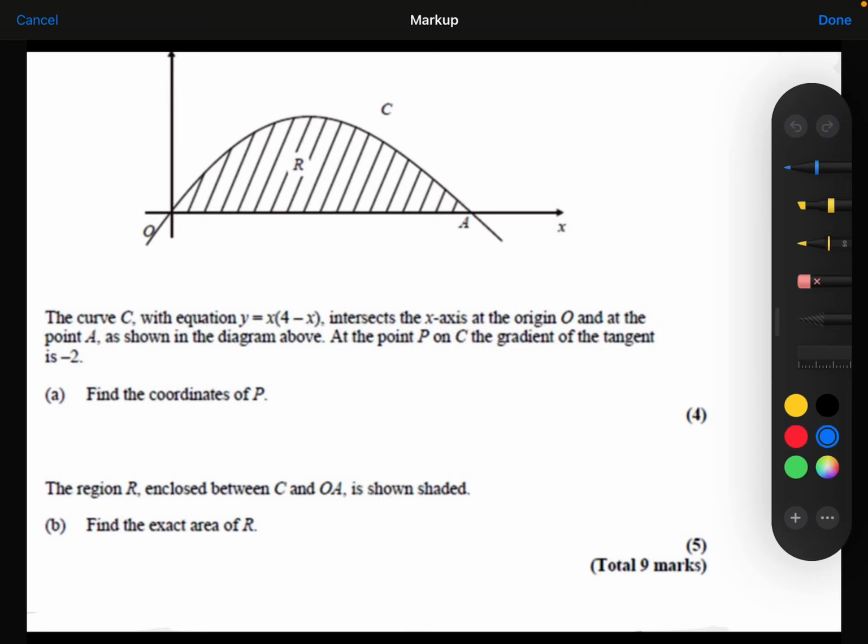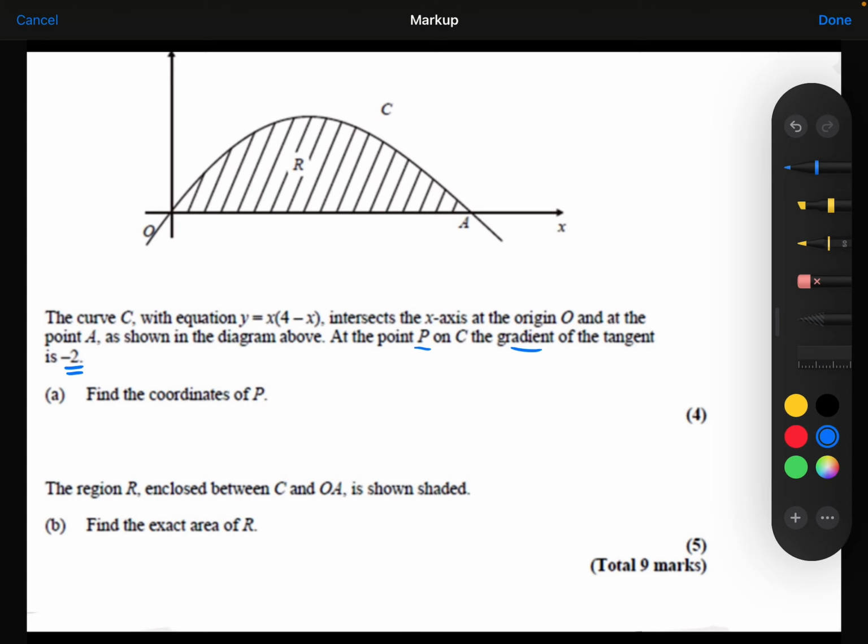The curve C with the equation y equals x times (4 minus x) intersects the x-axis at the origin and at point A, as shown in the diagram above. At the point P on C, the gradient of the tangent is minus 2. Part A, find the coordinates of P. So P is where the gradient is minus 2. We need to work out where that is.